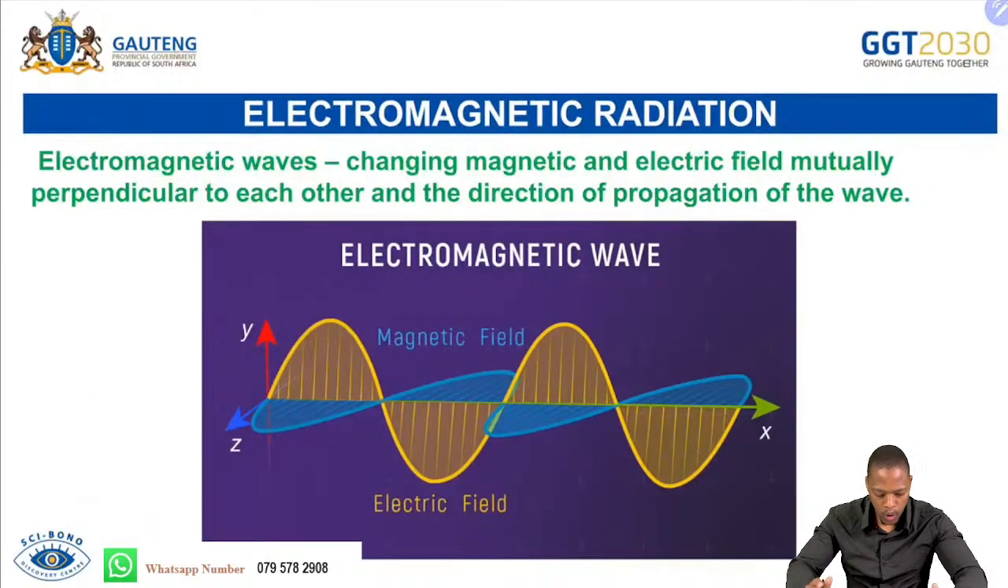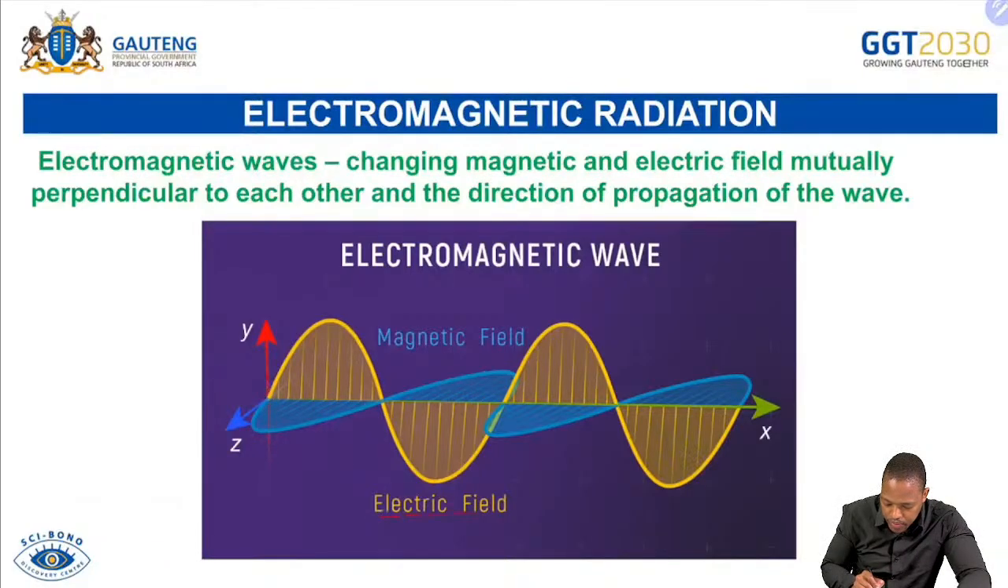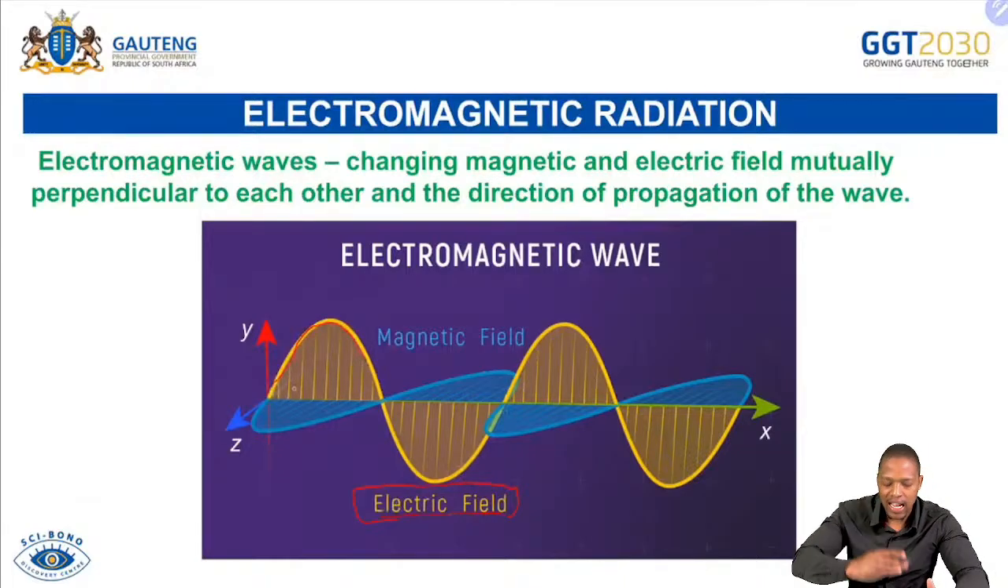Okay, this is what we are talking about here. So here is the changing electric field, propagating as a wave. This is where you have the particles. Remember, the particles are vibrating up and down.